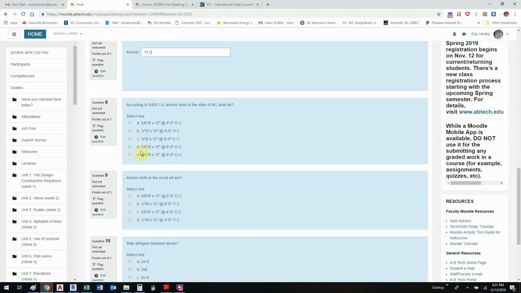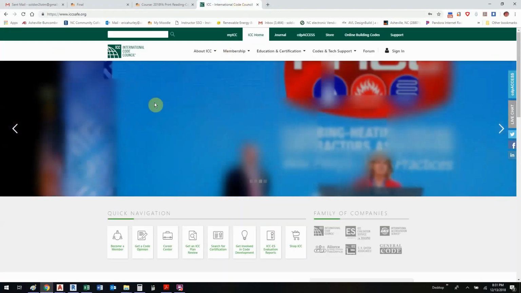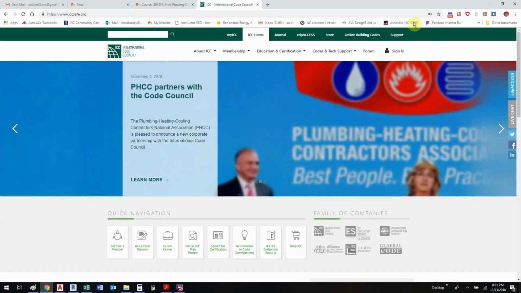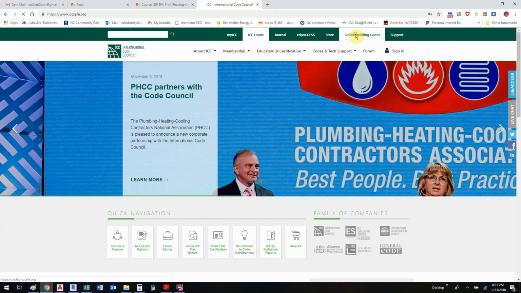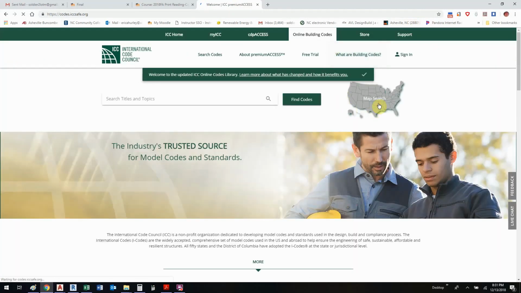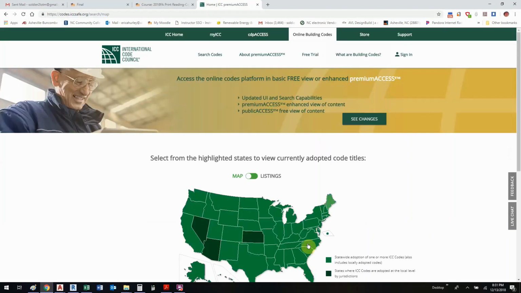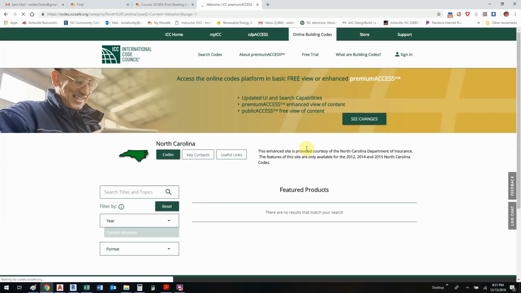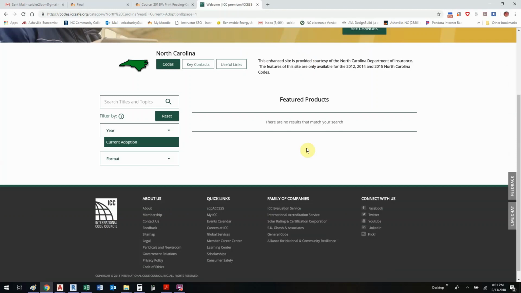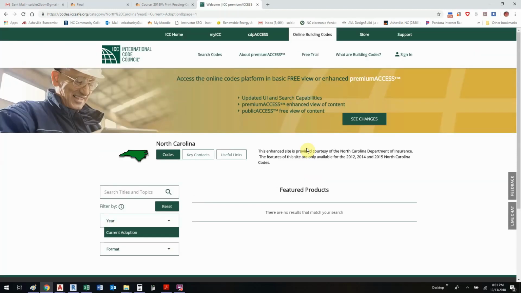R403.1.6, anchor bolts in the state of North Carolina shall be. So let's go over here to the International Code Council, iccsafe.org. I'm going to go into online building codes, and then I'm going to click on the state and click on North Carolina, and then I'm going to wait for it to come up. Why is it not coming up? Codes.